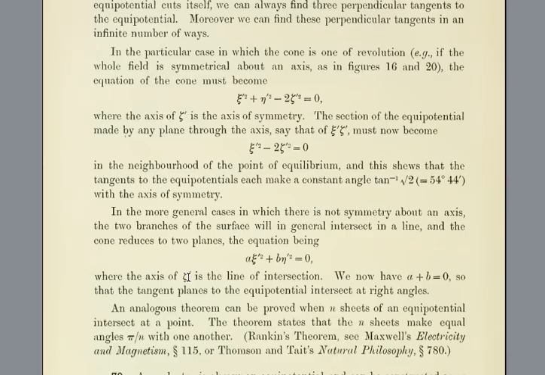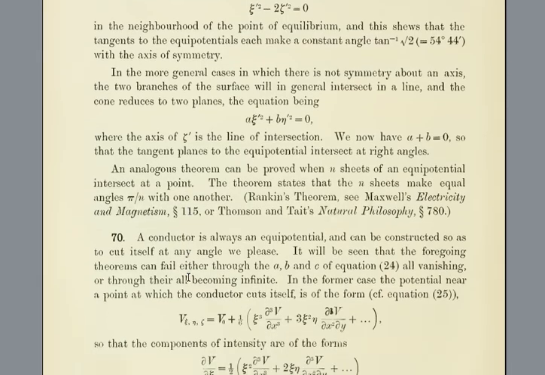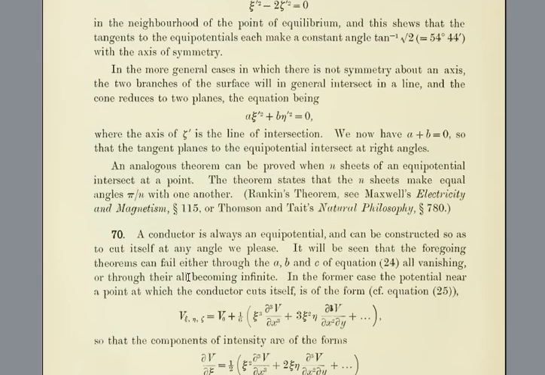In the more general cases in which there is no symmetry about an axis, the two branches of the surface will, in general, intersect in a line, and the cone reduces to two planes, the equation being a times xi squared plus b times eta squared equals 0, where the axis of zeta is the line of intersection. We now have a plus b equals 0, so that the tangent planes to the equipotential intersect at right angles. An analogous theorem can be proved when n sheets of an equipotential intersect at a point. The theorem states that the n sheets make equal angles pi divided by n with one another.